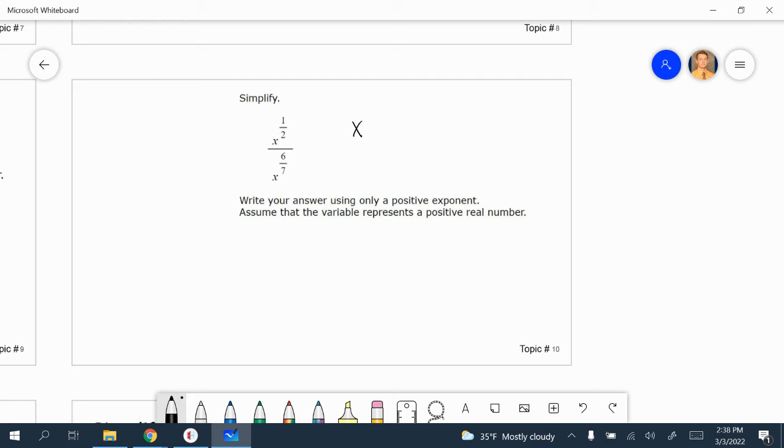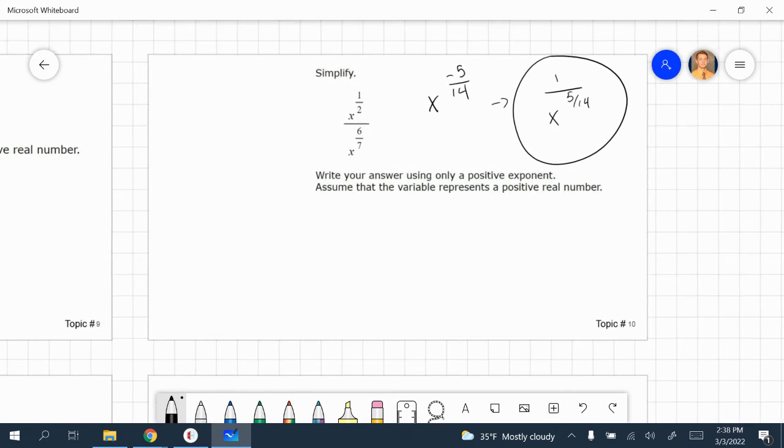So it could be x to the negative 5/14 power, but that is not simplified all the way. I actually have to flip that to the bottom of the fraction and make it x to the 5/14 to have my final answer. So that's it for topic number 10.